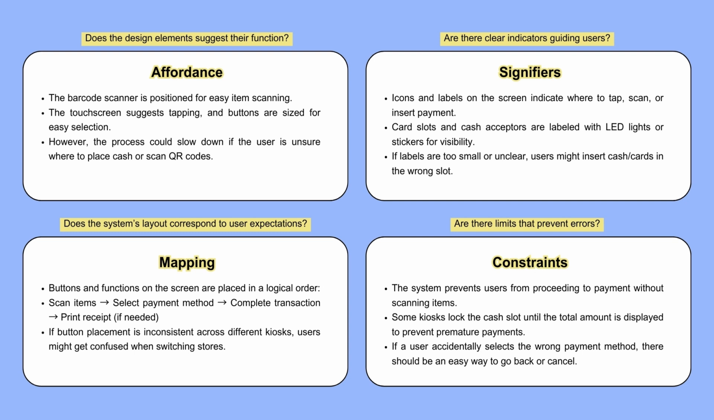The sixth one is mapping. Does the system layout correspond to users' expectation? Buttons and functions on the screen are placed in a logical order: scan items, select payment methods, complete transaction, print receipt if needed. Last but not least is constraints. Are there limits that prevent errors? The system prevents users from proceeding to payment without scanning items. Some kiosks lock the cash slot until the total amount is displayed to prevent premature payments.